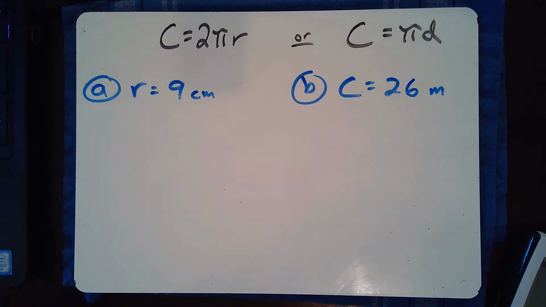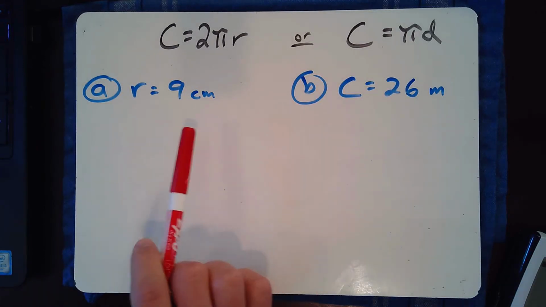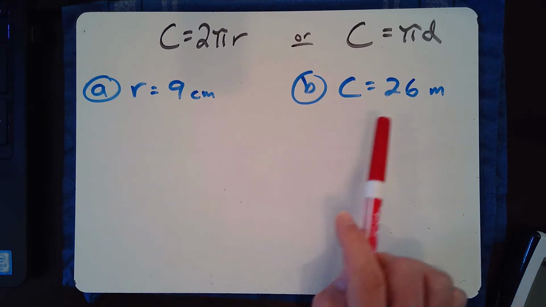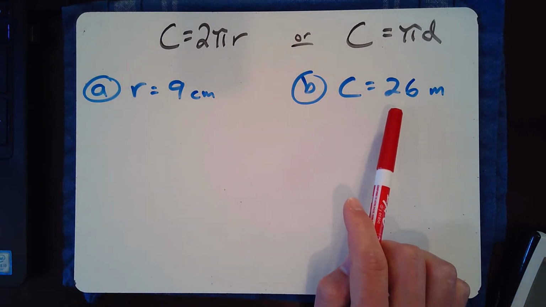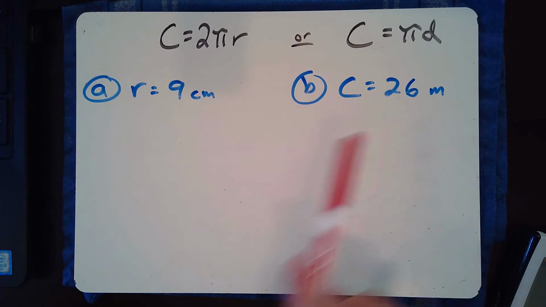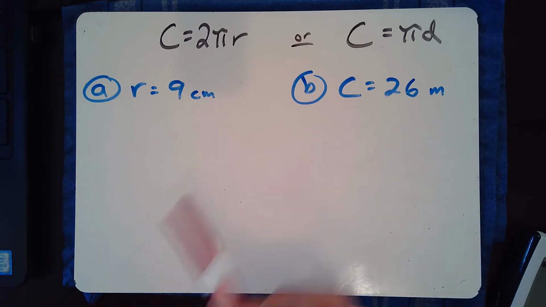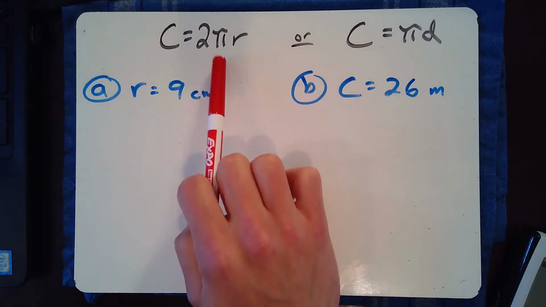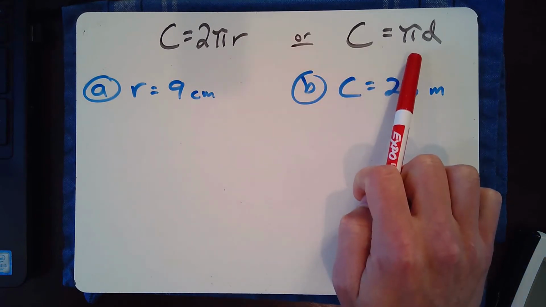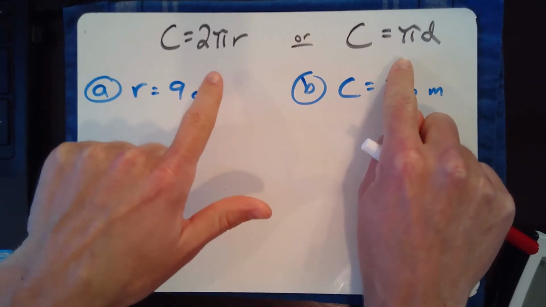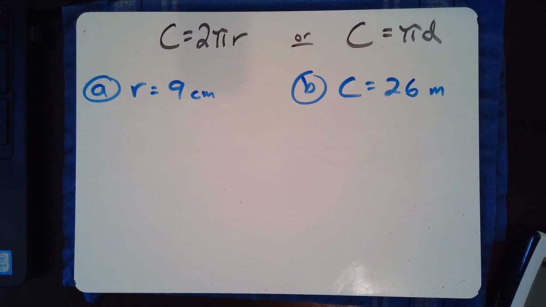In these problems, we are asked to find the circumference given a radius of 9 centimeters, or find the radius given a circumference of 26 meters. So for both of these problems, we want to refer to our circumference formula, which is either 2 pi r or pi times diameter. These two equations are exactly the same thing. They're just variations that get you the same circumference.